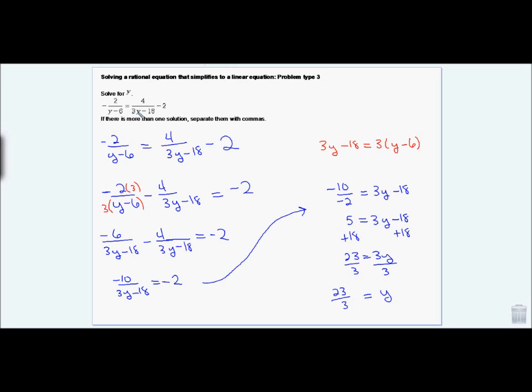I just want to make sure, we need to double check this. Anytime we have fractional or rational expressions with variables in the denominator, we need to make sure that we can't get a 0 if we plug that in. Now if I plug in 23 thirds minus 6, that's not going to give me a 0. 23 thirds times 3 would give me 23 minus 18, also not 0, so we're good.